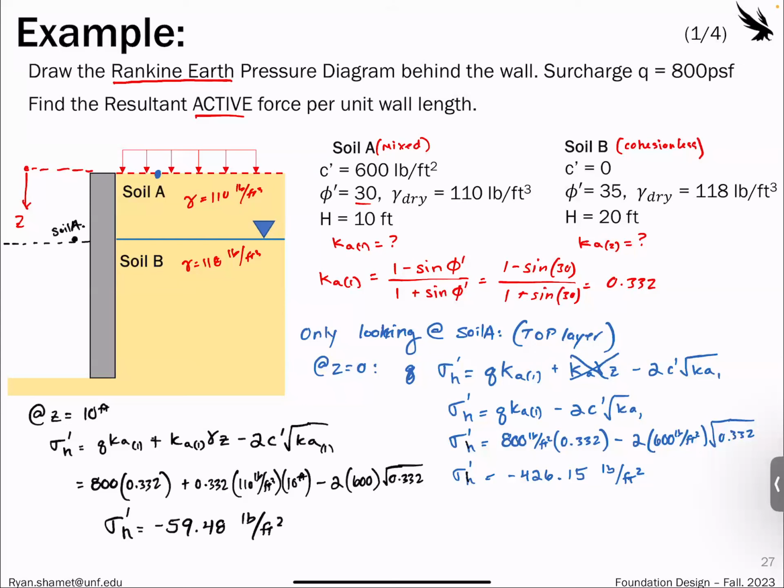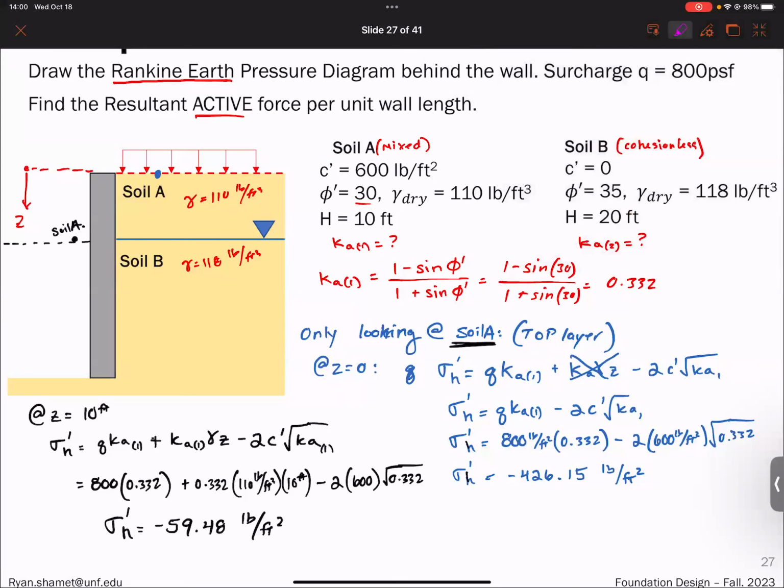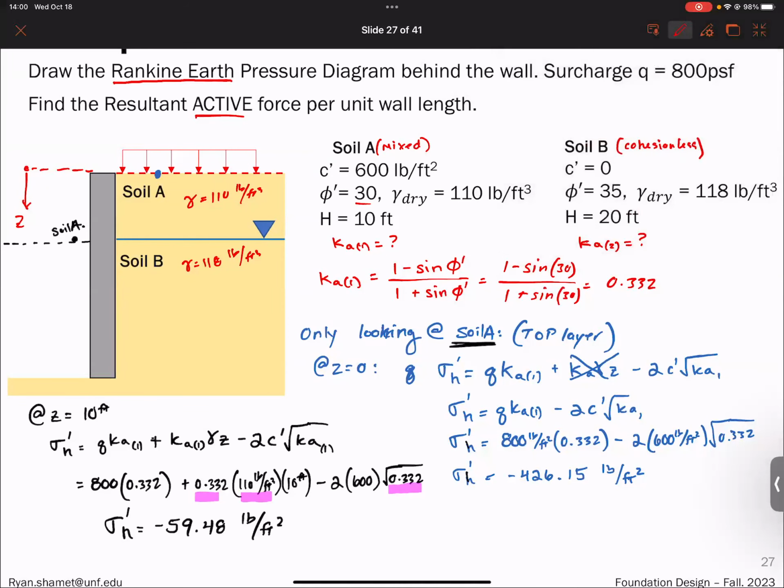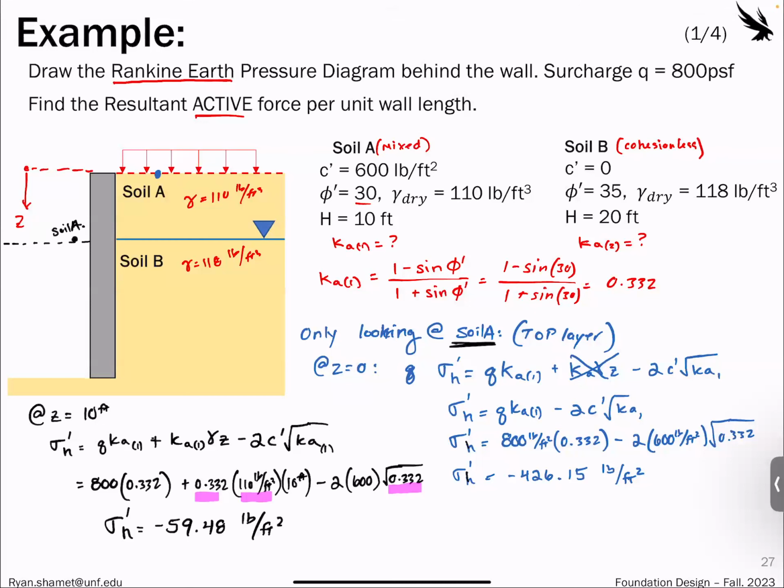But this is still soil A because we are still using soil A properties right here. So we could say this is like 9.99999 feet. You know, we're still in that soil A region. But as soon as we go past this next layer into soil B, then we have different soil properties. We have a different Ka value since we have a different friction, and we don't have cohesion.